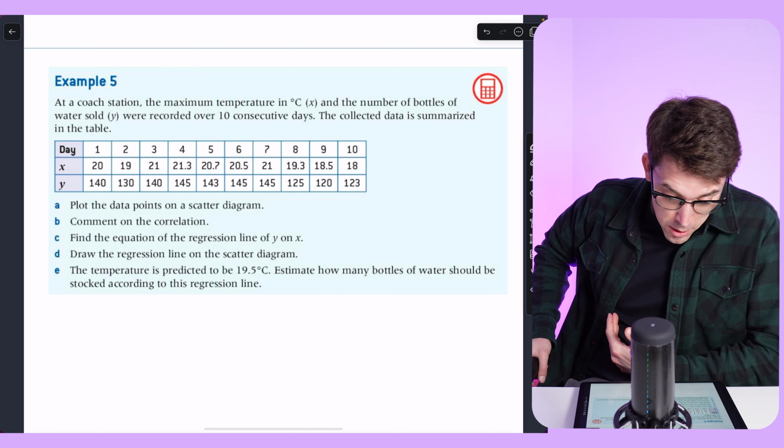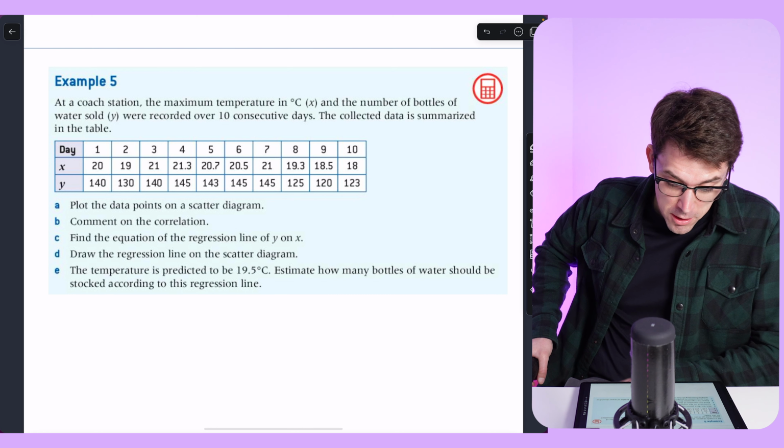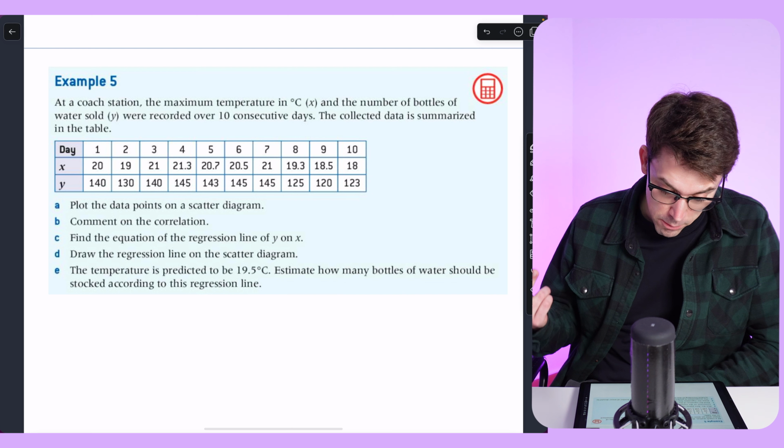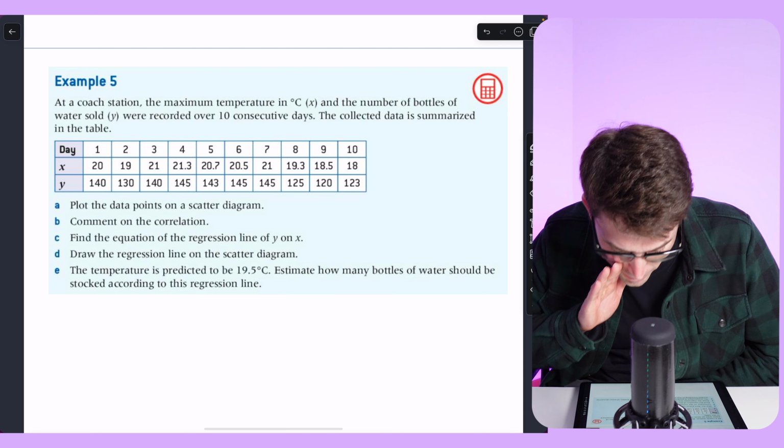All right, so in this problem, we're given a max temperature X and the number of bottles of water sold Y over 10 consecutive days. Luckily, they already tell us what X and Y is, although the number of bottles sold probably would be related to the temperature, so it makes sense for the temperature to be the independent variable. Anyways, we want to plot the points on a scatter diagram, comment on the correlation, find the regression equation, and draw the regression line. We'll have the calculator do that.